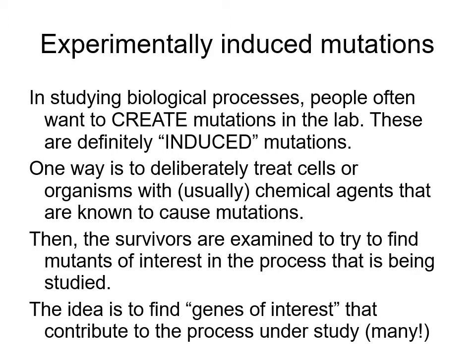So the way this is typically done is organisms are treated with chemical agents, mutagens, that are used to create mutations. Then the survivors are examined to try to find mutants of interest. So the idea is to find the genes of interest that contribute to the process under study, whatever it may be, and we do that by mutating them and seeing what goes wrong.